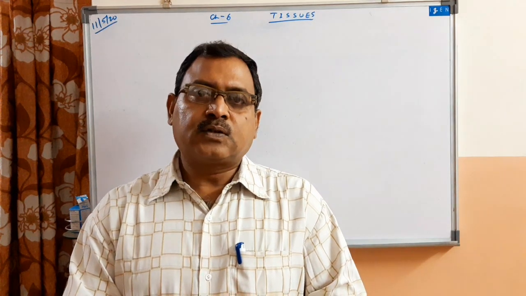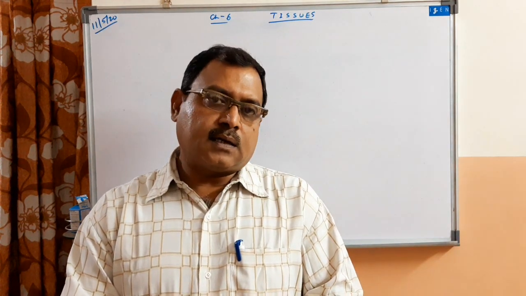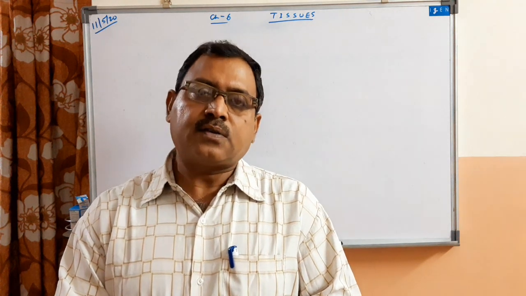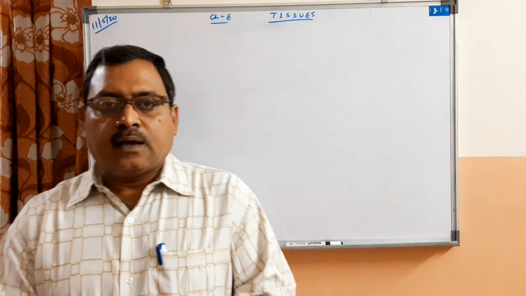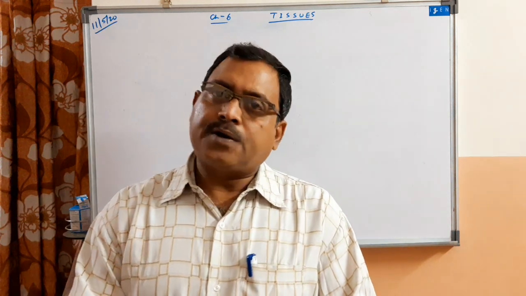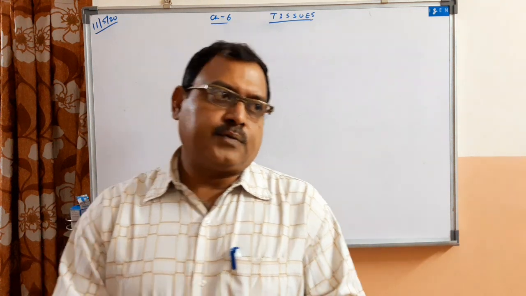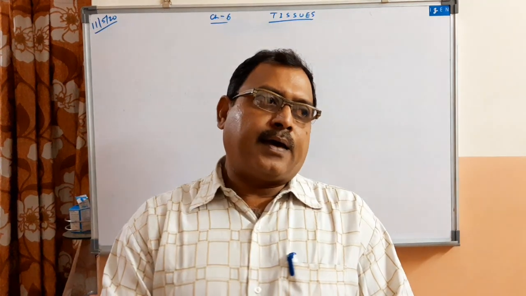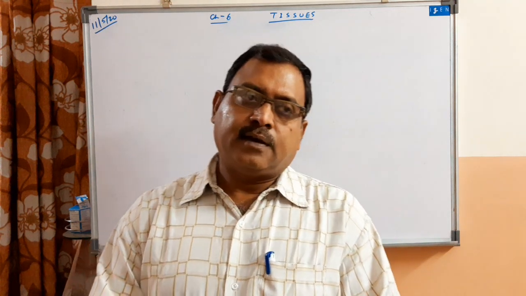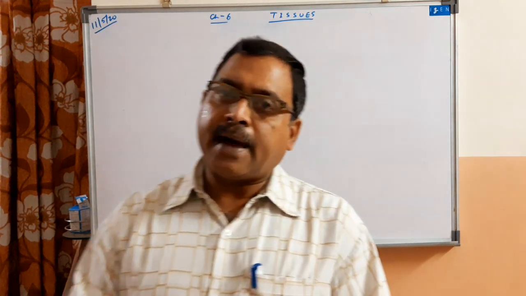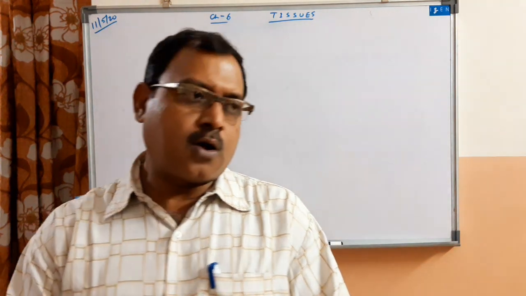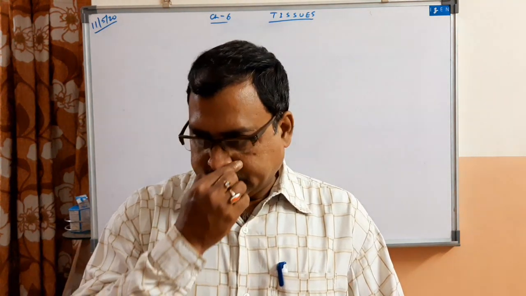Welcome back, children. So today we will start the second chapter in biology, that is tissue. Now first of all, you should know what is a tissue. In the last chapter you studied about cell, you studied about cell theory. Cell theory was proposed by Matthias Schleiden and Theodor Schwann. And then we have done various types of cells, including the function of cell organelles, etc.